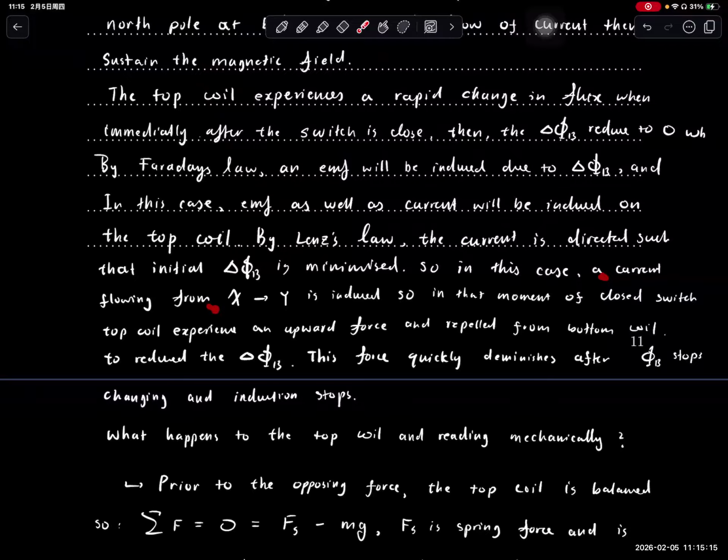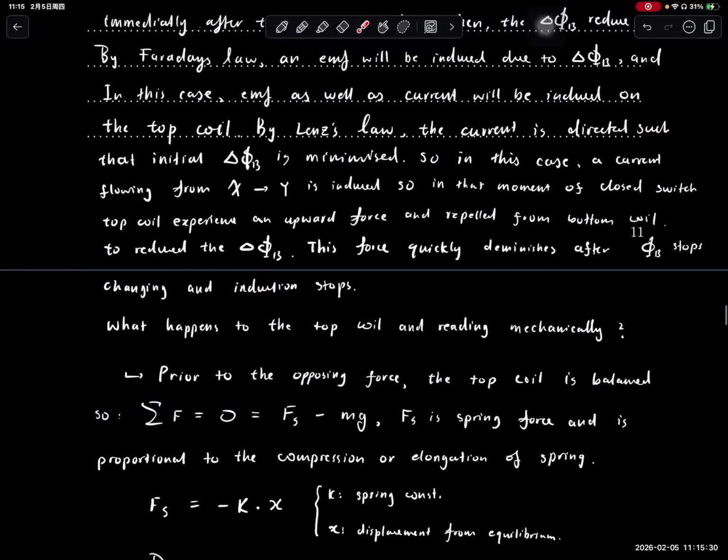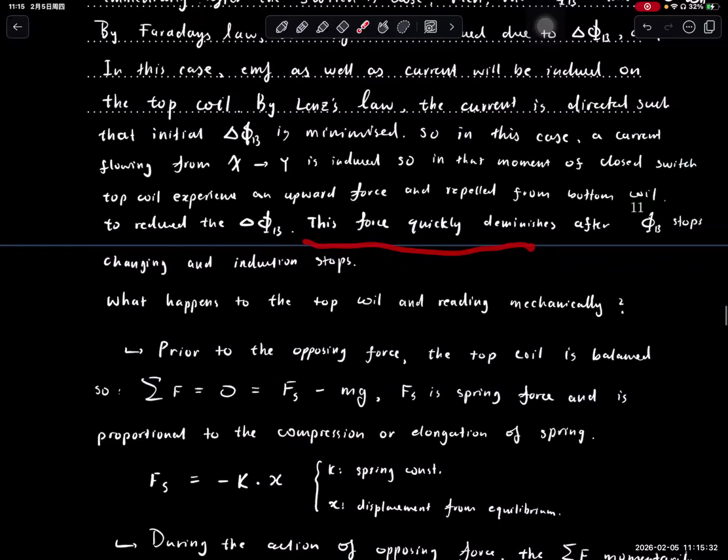Yeah, so a current flowing from X to Y is induced, so that at the moment of the closed switch, the top coil experiences an upward force and therefore repels from the bottom coil. This is counteracting the changing flux. So this force quickly diminishes after the flux stops changing, right? And therefore we have no more change anymore.